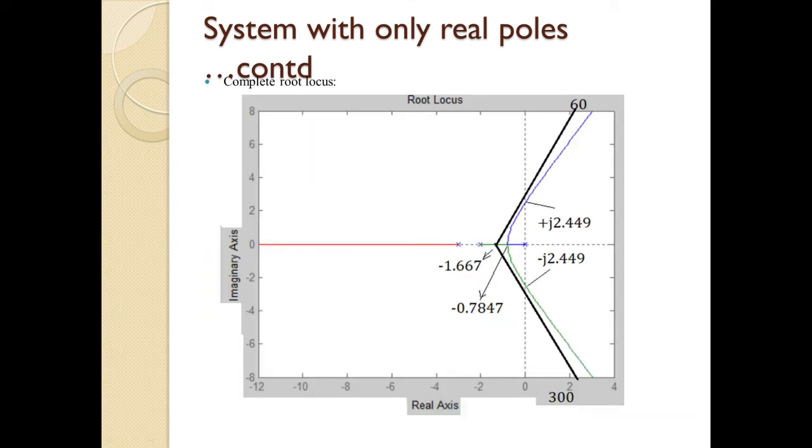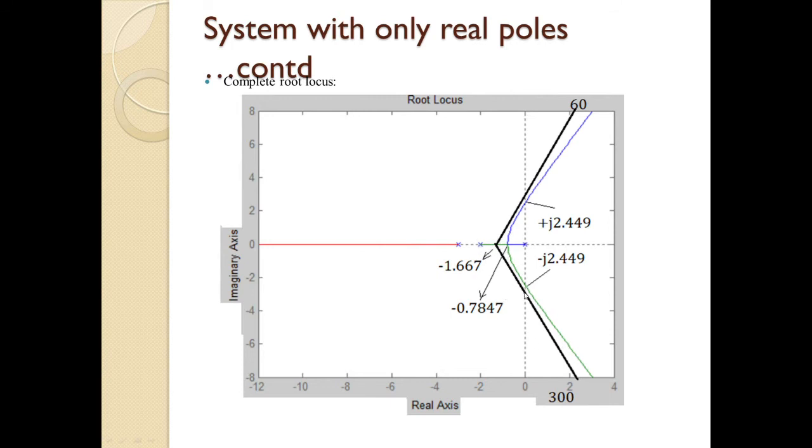So this is the complete root locus. From here we can see that the poles are at 0, minus 2 and minus 3. All the points between minus 2 and minus 3 are not on the locus, and the three asymptotes originate from the centroid minus 1.667, and the asymptote angles are 60 degree, 180 degree and 300 degree.